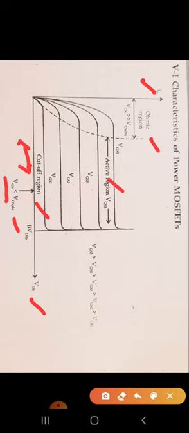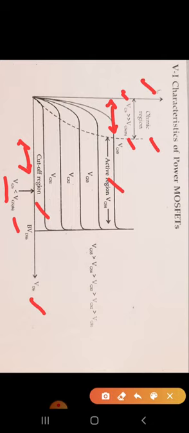Then you have to increase the VGS more than the threshold voltage. That point will make the MOSFET turn on. So where is it in this graph? Now see here, I will show you. This is the point where I have shown VGS is greater than the VGS threshold voltage.